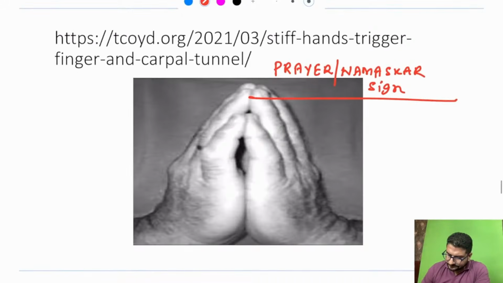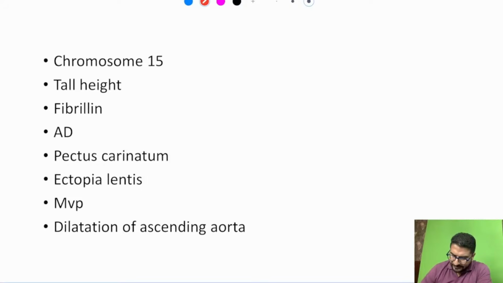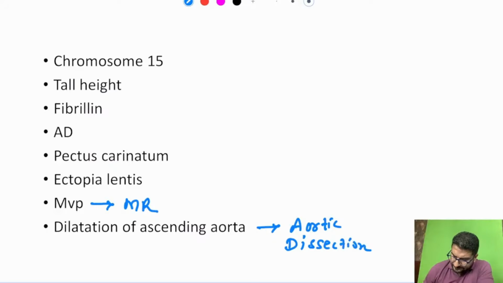Then chromosome 15, tall height, fibrillin mutation, autosomal dominant in nature. Pectus carinatum means pigeon जैसा chest होगा. You will see a deformity in the chest. Ectopia lentis means the lens will be having dislocation. Mitral valve prolapse can cause mitral regurgitation. And there is dilatation of the ascending aorta which will cause aortic dissection, and aortic dissection is the cause of death. So these are all the MCQs on Marfan syndrome.